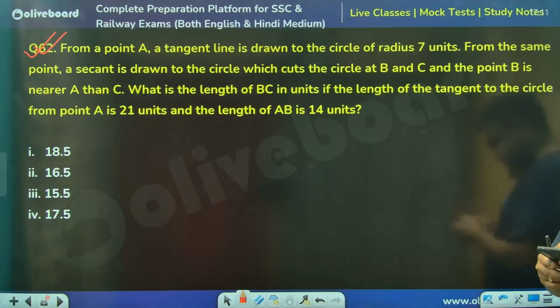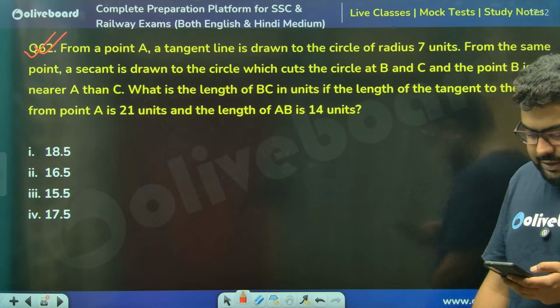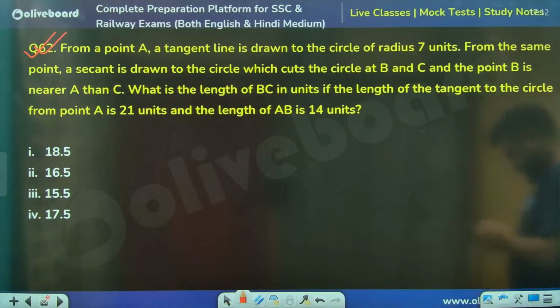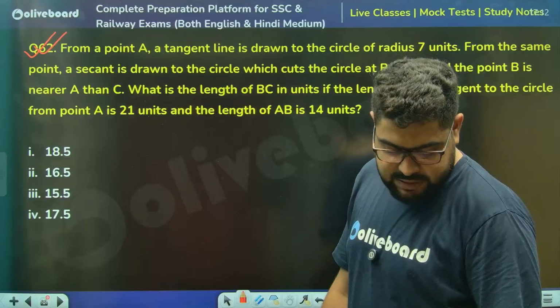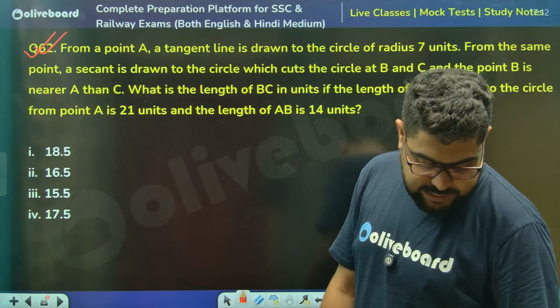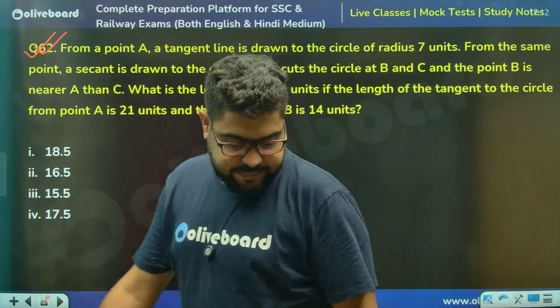Let me quickly check what was the last question that we had done in the last class. Okay, question number 56, 61, yeah, 62 is the next question. We had left two questions in between, sir. Chalo sir, so everyone, let's start with this.